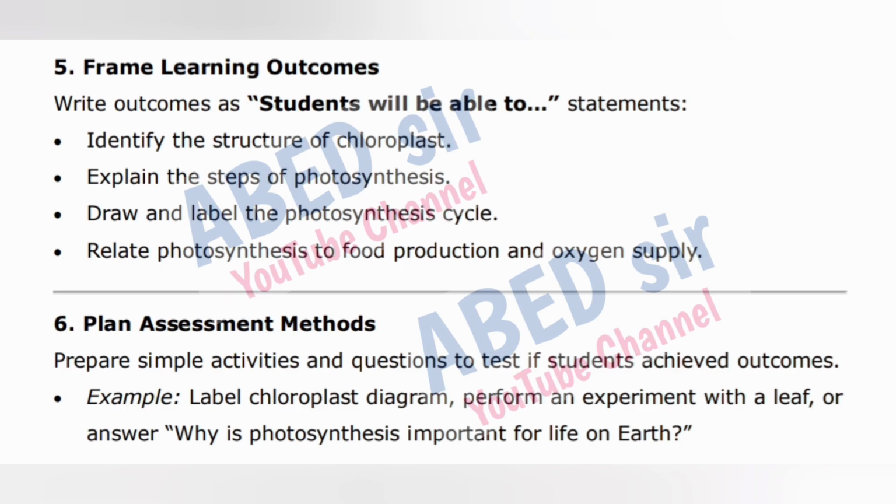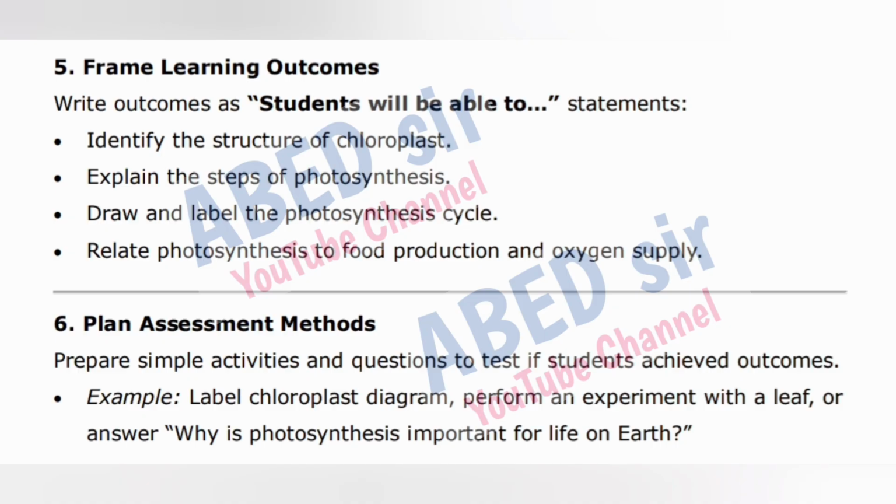5. Frame learning outcomes. Write outcomes as "students will be able to" statements. Identify the structure of chloroplast. Explain the steps of photosynthesis. Draw and label the photosynthesis cycle. Relate photosynthesis to food production and oxygen supply.